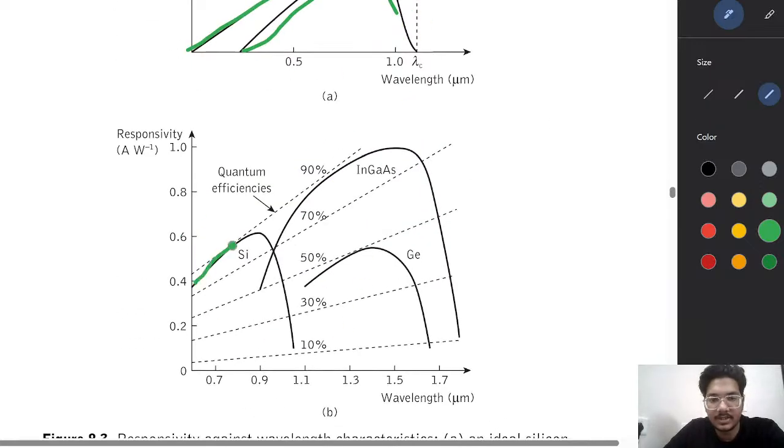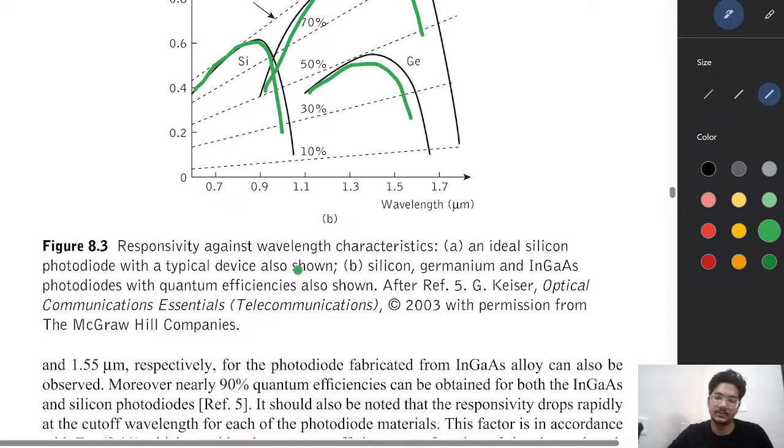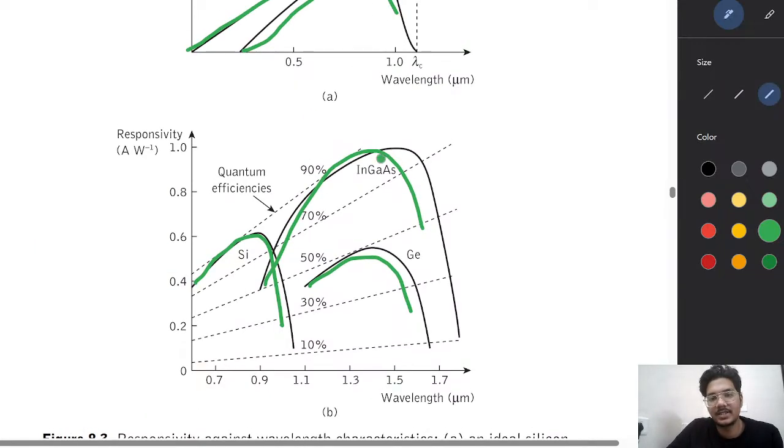For silicon, germanium and indium gallium arsenide the responsivity drops at different wavelengths. For silicon, at lambda equal to 1 micrometer, the responsivity becomes approximately 0.4. Indium gallium arsenide offers the highest responsivity, as we studied.